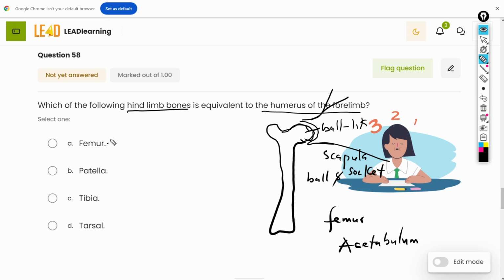So the femur has a ball-like head. It will fit into a cavity and form a ball and socket joint. The humerus also has a ball-like head. It will fit into a cavity called the glenoid cavity and it forms a ball and socket joint. So our answer is the femur.